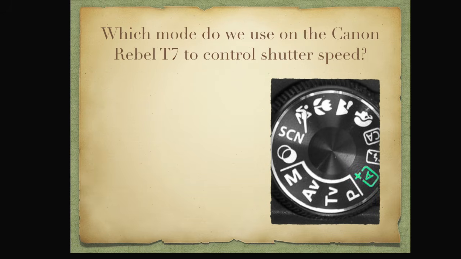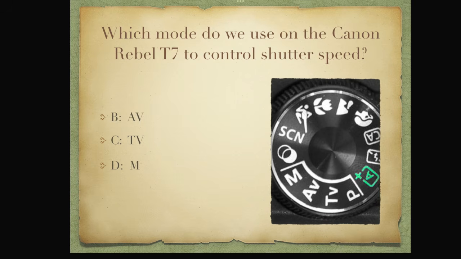Question number 3. Which camera mode controls shutter speed on the Canon Rebel T7? Is it A, auto, B, AV, C, TV, or D, M? The correct answer is C, TV mode.